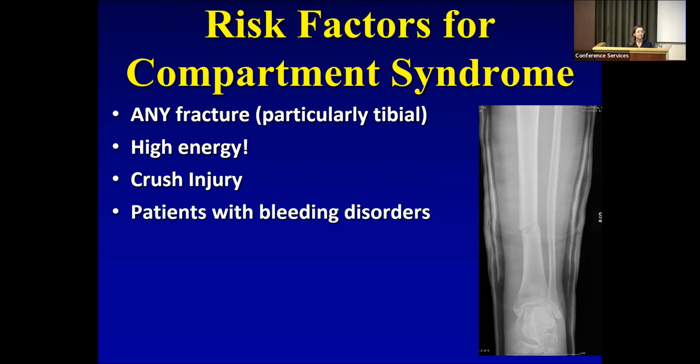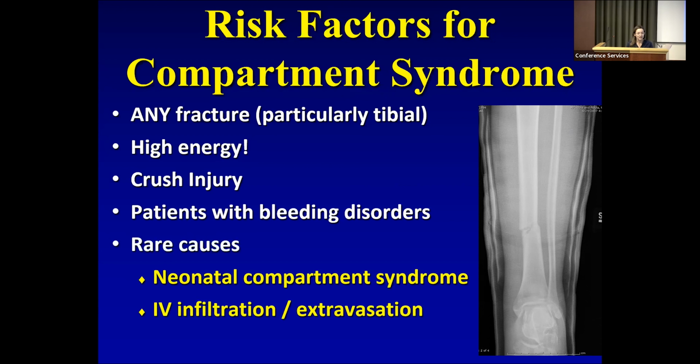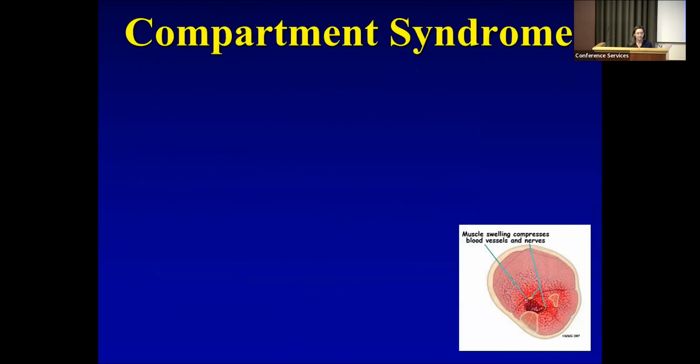If the patient has some sort of bleeding disorder, anytime there can be more bleeding after a fracture that goes into the muscle that causes some compression. And then we also see some other things that are not necessarily related to orthopedic injuries, but we see them after IV infiltrations or even in neonates after birth. So regardless of where you're going to be working, I think there could be a potential that you'll have a patient that could be at risk for a compartment syndrome.